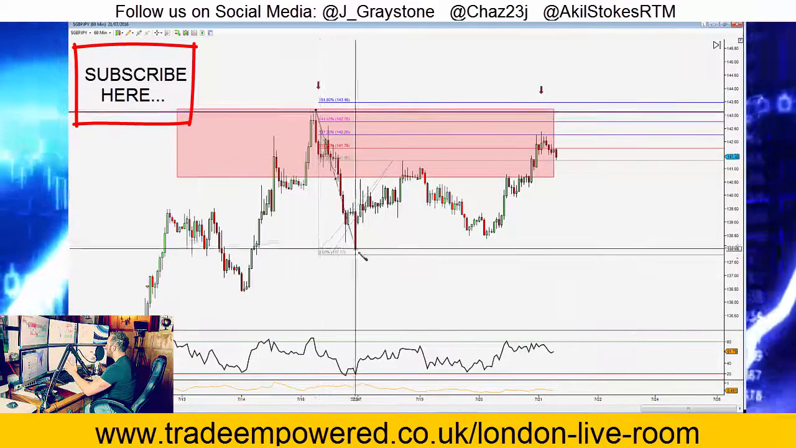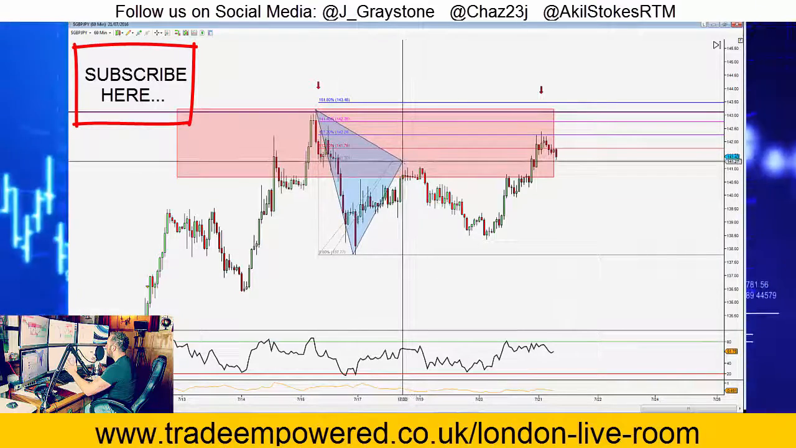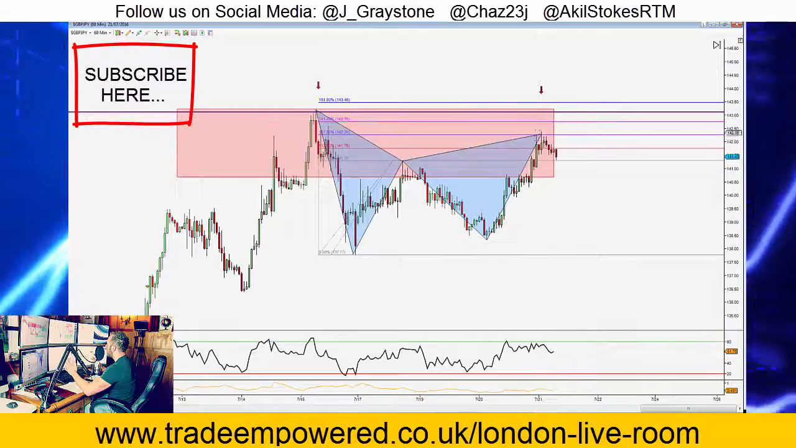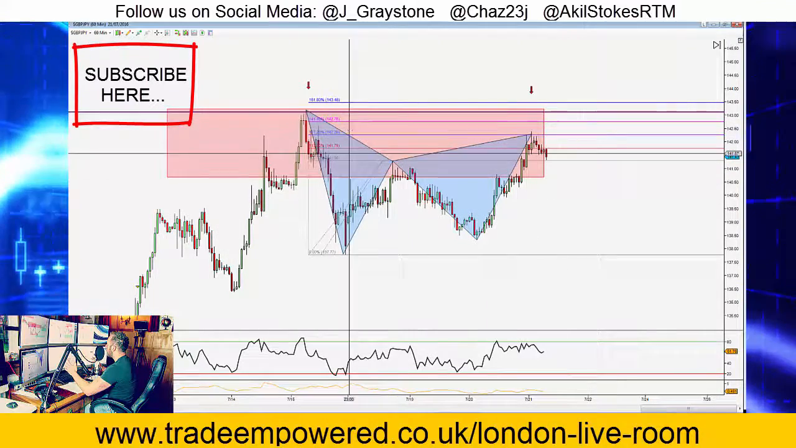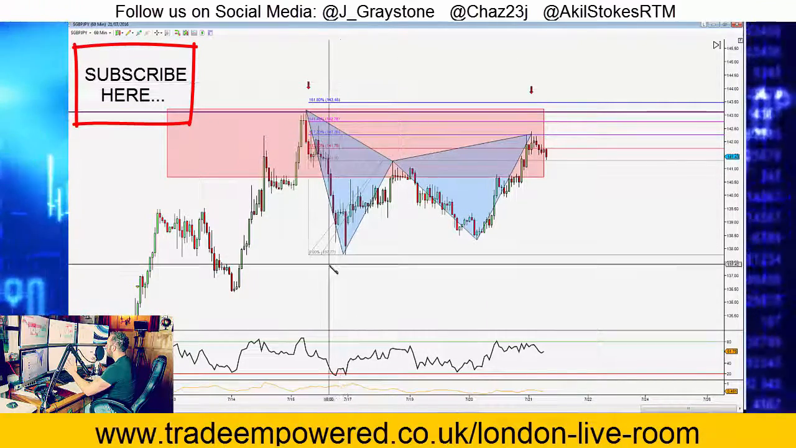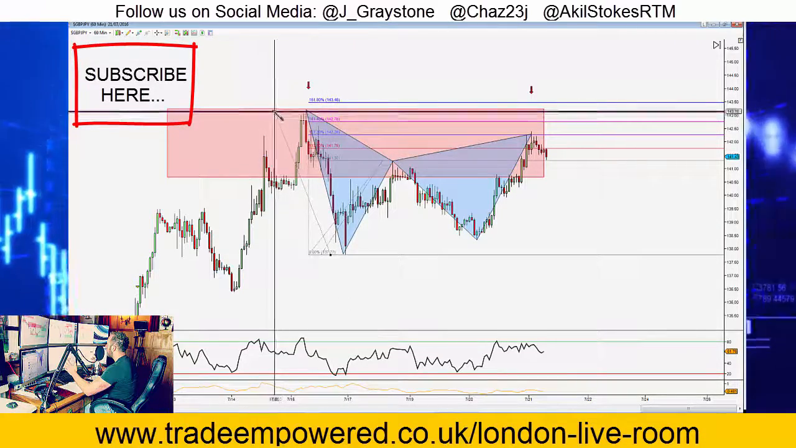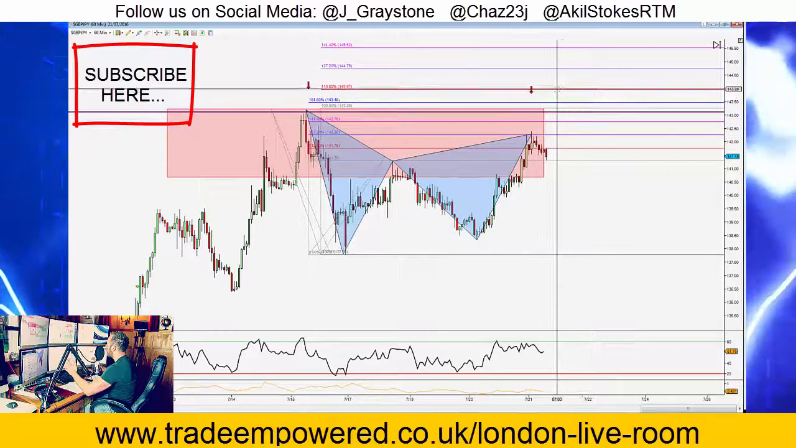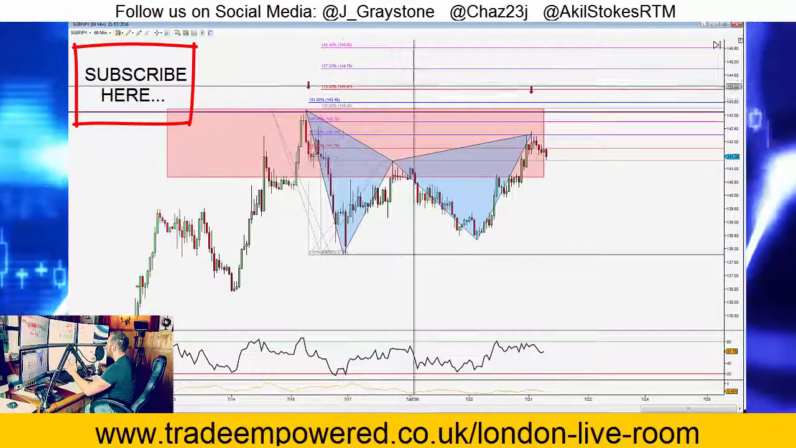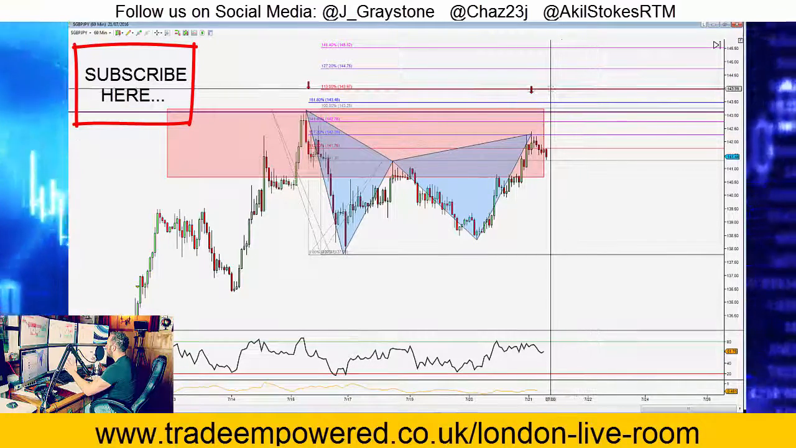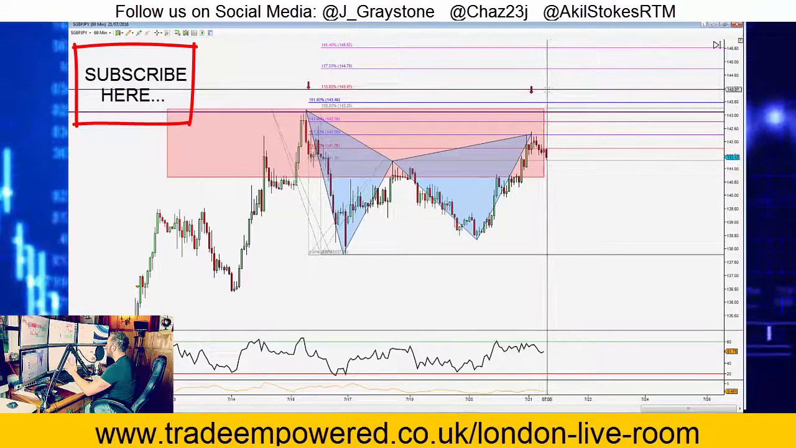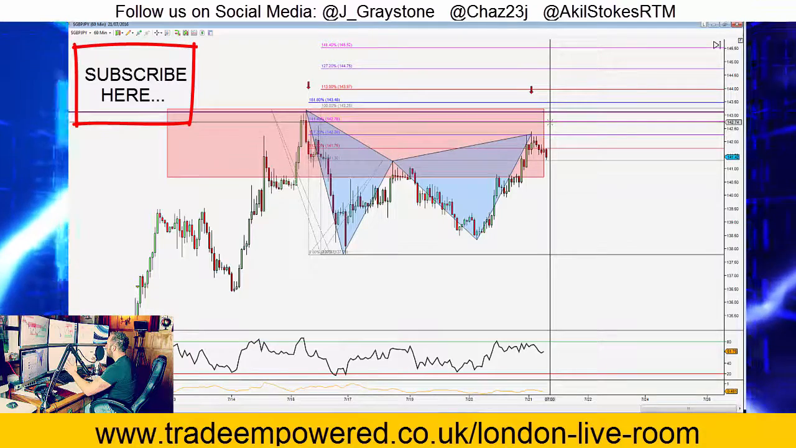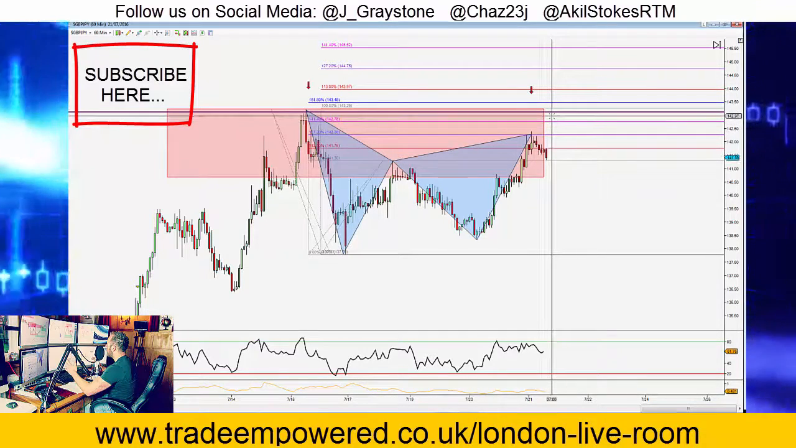142.26. And if I draw this on for you, X to A to B, B to C, and a CD completion, we've actually filled this pattern. Now, because of the stop loss, this is going to be quite a large stop loss because the ATR is quite high on this pair. I know that my stop loss has to be above 143.97, so I can't enter this until 142.97, which is going to be around this area here.